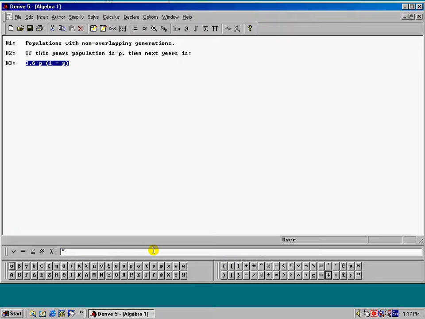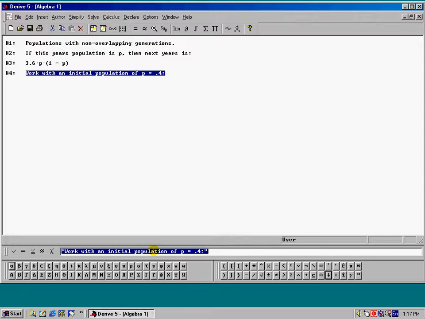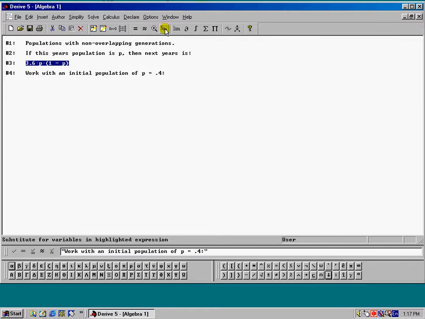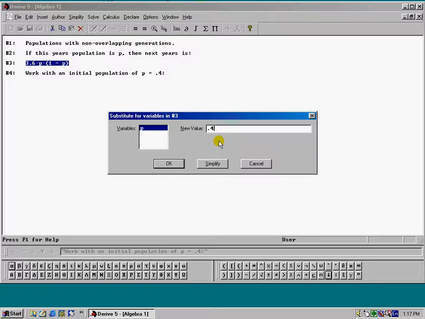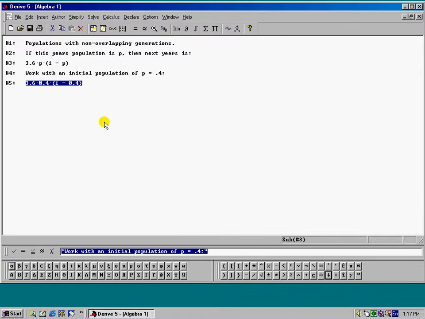So let us work with an initial population of P equal to 0.4. Then we can take this formula here. We substitute 0.4 for P and approximate. So next year's population will be about 0.86.